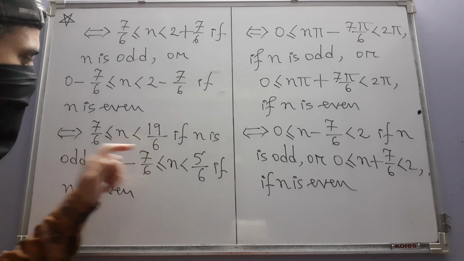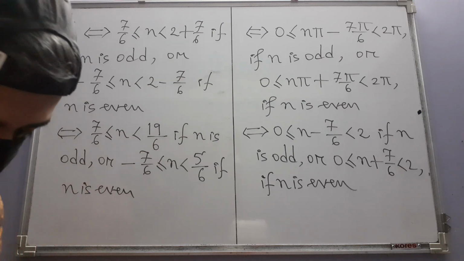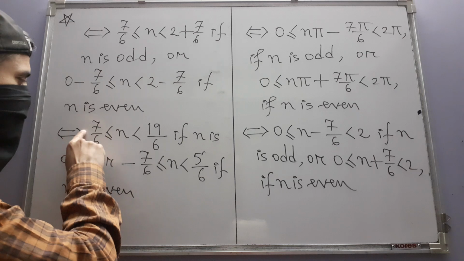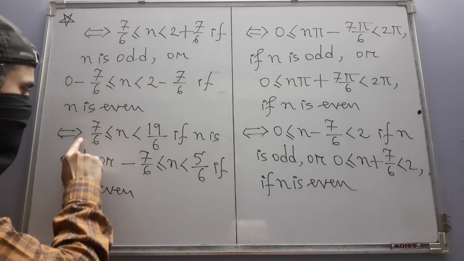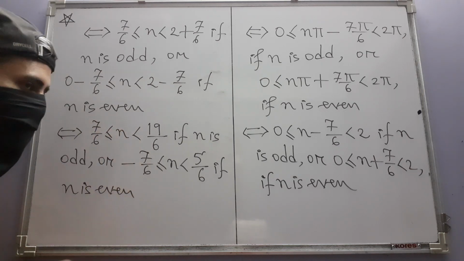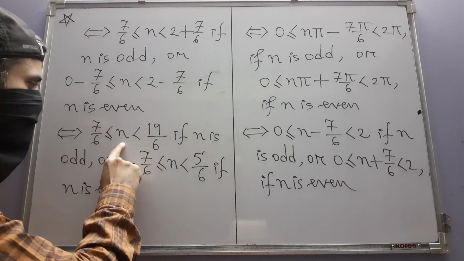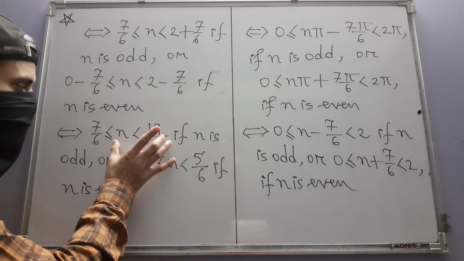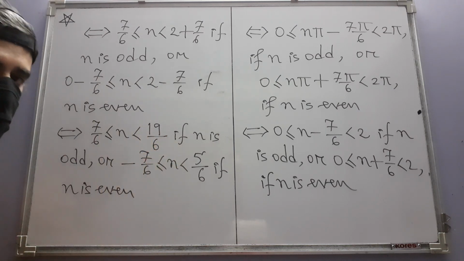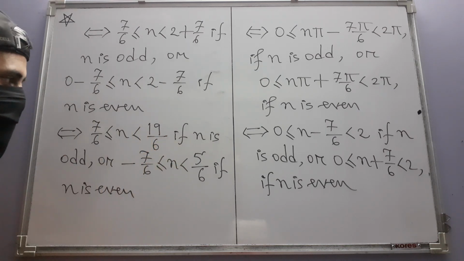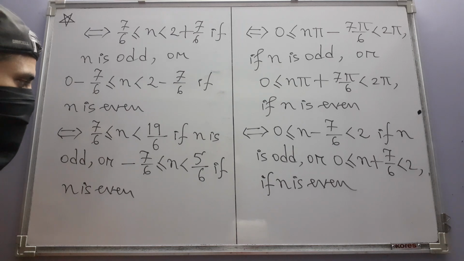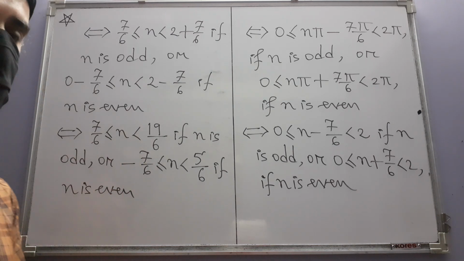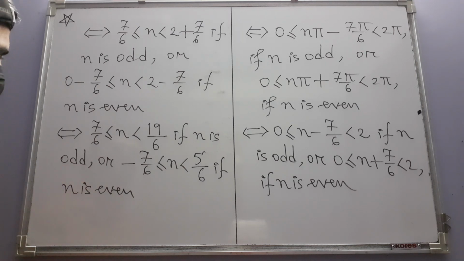Similarly, 2 is less than 19 over 6. If you cannot immediately see how, you just note that 12 is greater than 7. So divide both sides by 6, you get 7 divided by 6 is less than 2. Again, 12 is less than 19, so divide both sides by 6, you get this inequality with 2 in place of n. That is why n can be 2, but n cannot be 2 because n is odd.